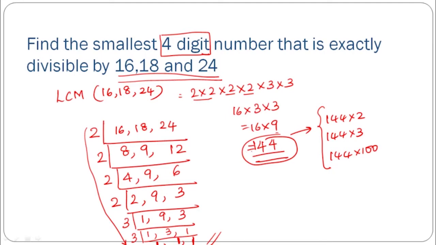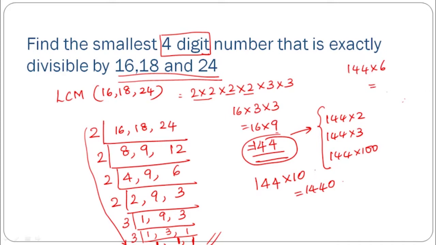Here we have to find out the smallest 4-digit number that is exactly divisible by 16, 18 and 24. So by trial and error you can find that out. Let us just see. 144 into 10 is nothing but 1440. I'm just doing a trial and error. See, I know 144 multiplied by 10 is 1440.